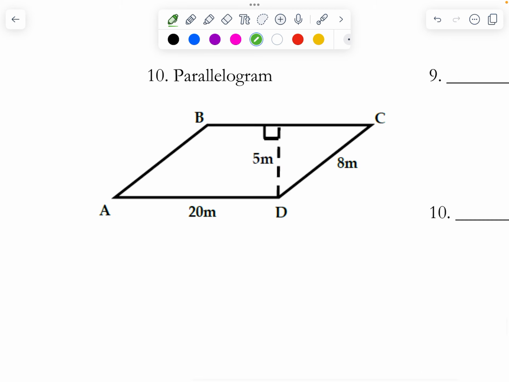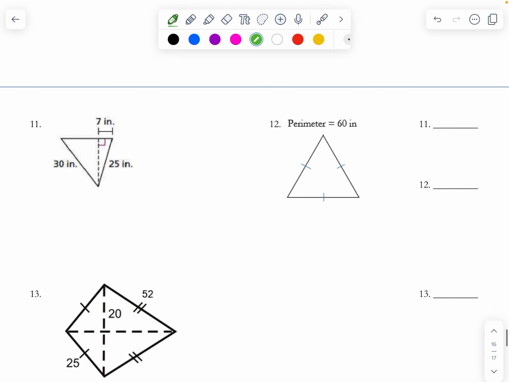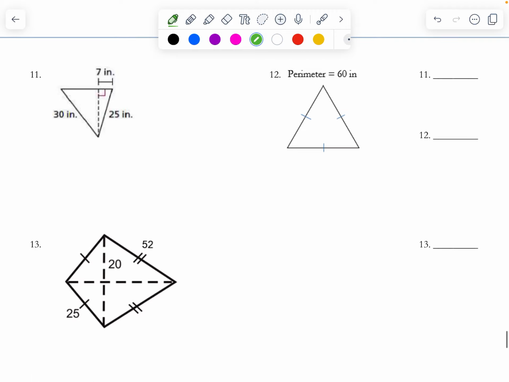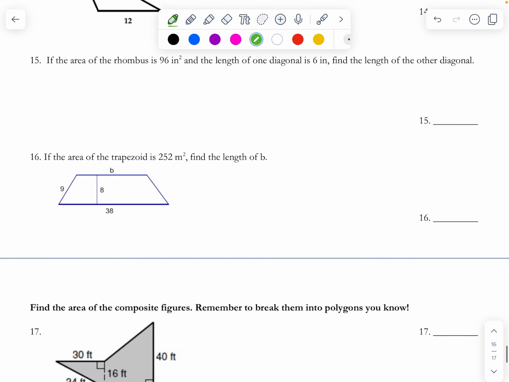Same thing here. This is a parallelogram, so you really just need to do base times height, right? So area is equal to 20 times 5. So your area here should be 100 meters squared, right? So nothing too difficult so far. The ones that I have gotten a few questions on are actually down here.